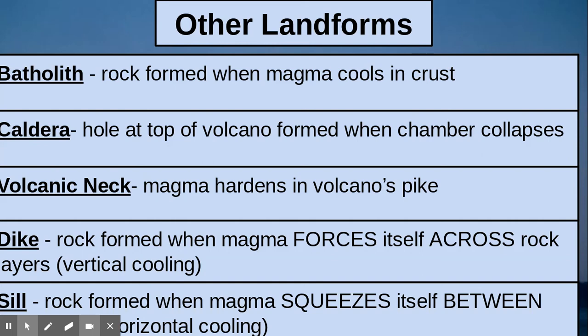Whereas the sill is when rock is formed when magma squeezes itself between layers. And this is going to be on a horizontal cooling level. So the dike is forcing across the layers in a vertical manner. The sill is squeezing between the layers in a horizontal manner.